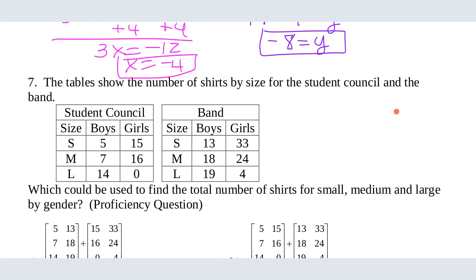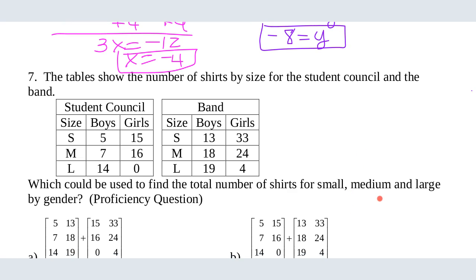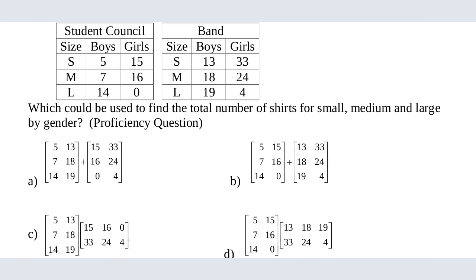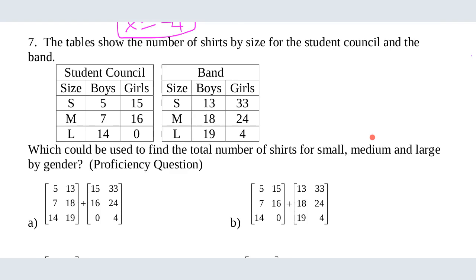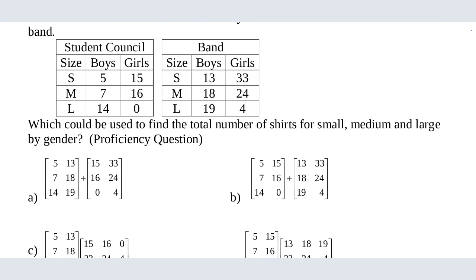Okay, so we're going to set a matrix up for these. So all you do is you look down here and you see which one matches up. So 5, 15, 7, 18, 14, 0, check. 15, 33, 18, 24, 19, 4, check. B works.